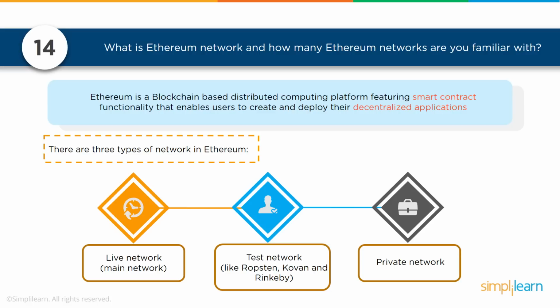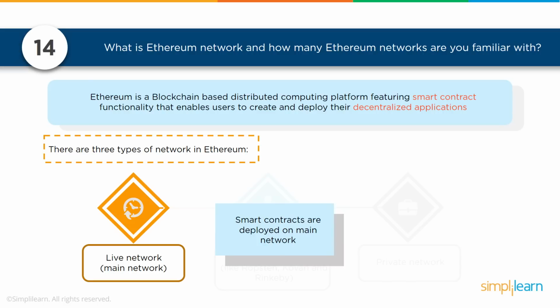Ethereum is a blockchain-based distributed computing platform featuring smart contract functionality that enables users to create and deploy their decentralized applications called dApps. There are three types of network in Ethereum. The live network, the mainnet. Then there are a couple of test networks like Ropsten, Kovan, and Rinkeby. And then you can also create your own private network using Ethereum. Smart contracts are deployed on the main network. They are publicly available and can be used by others also.